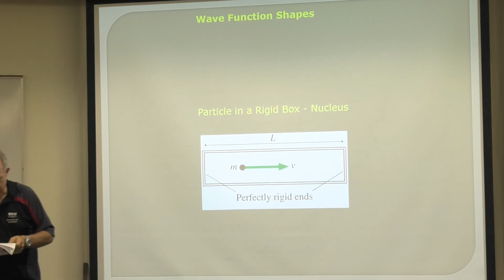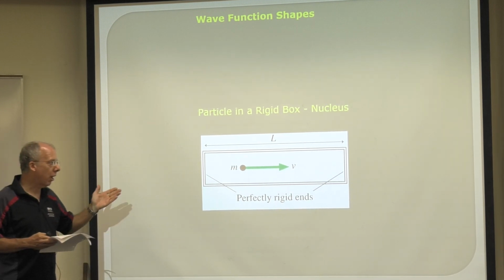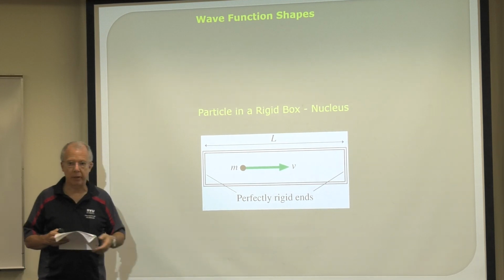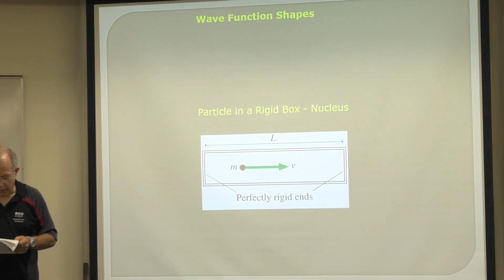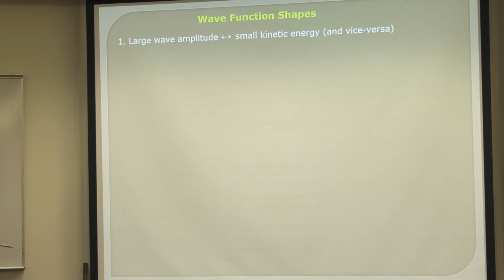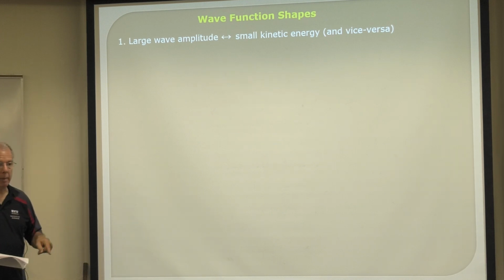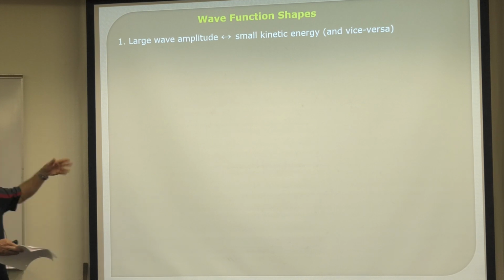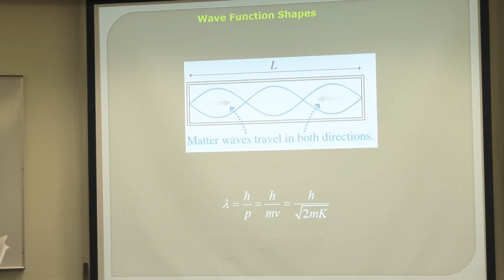All right. So basically what we're saying is if a particle has small kinetic energy, if it's moving slowly, we expect the amplitude of the wave function to be large. Because remember, the amplitude of the wave function, when you square that, gives you the probability of finding the particle. Okay, so that's fact number one. So large wave amplitude means small kinetic energy. Small wave amplitude means large kinetic energy.